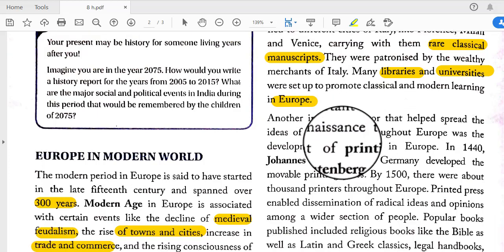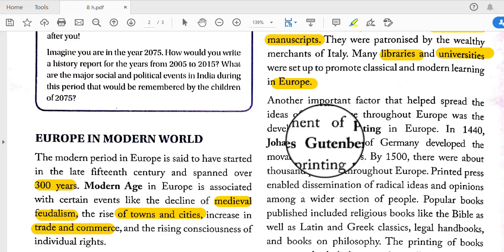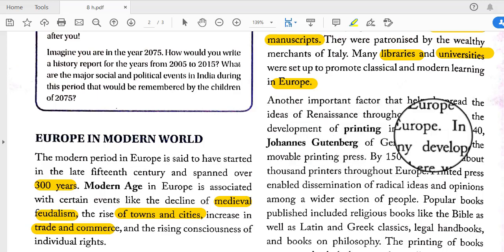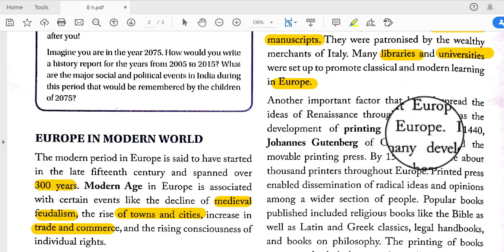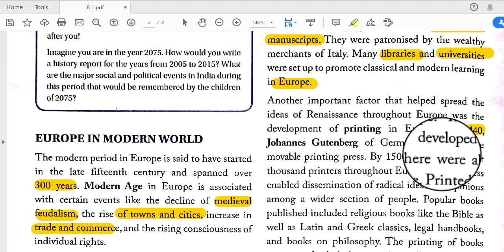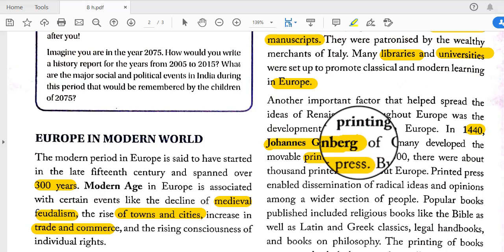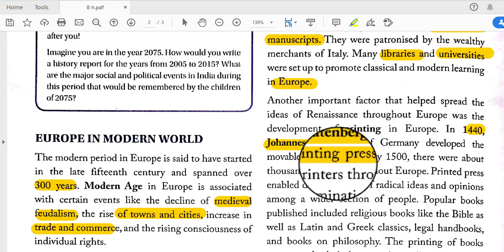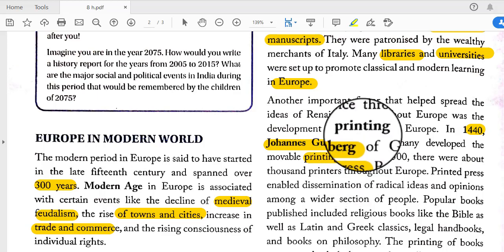Another important factor that helped spread the ideas of Renaissance throughout Europe was the development of printing. So another important factor for the spread of Renaissance was the innovation of the printing press in Europe. In 1440, Johannes Gutenberg in Germany developed the movable printing press. So Johannes Gutenberg innovated a new instrument, the modern printing press, and after that the development happened rapidly.